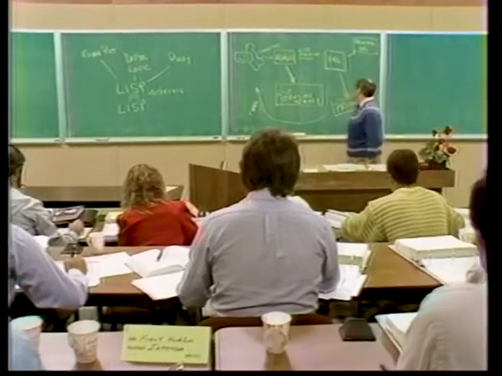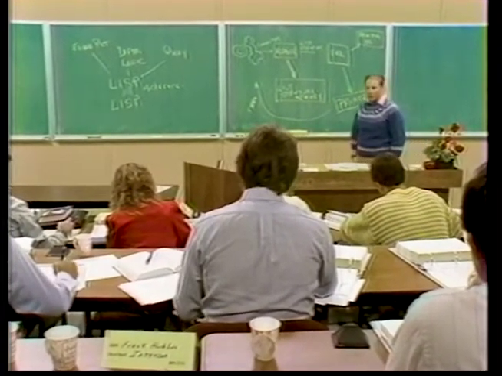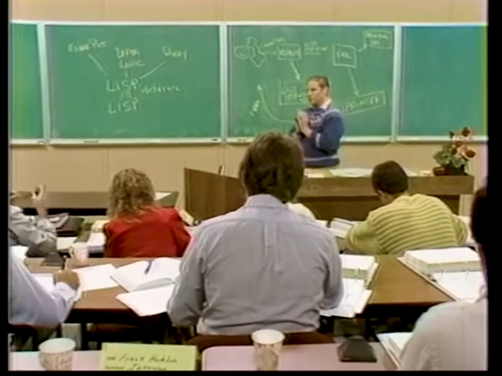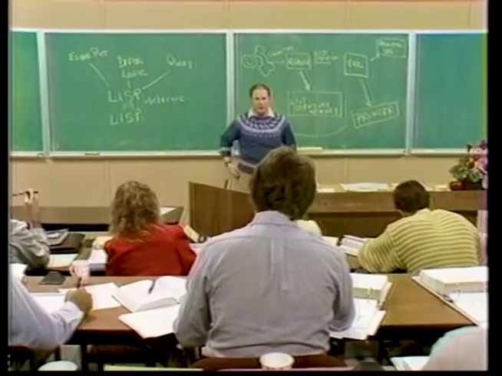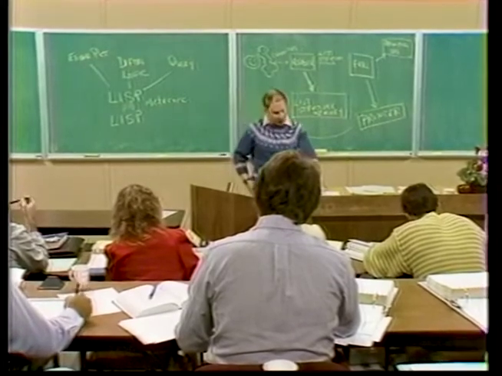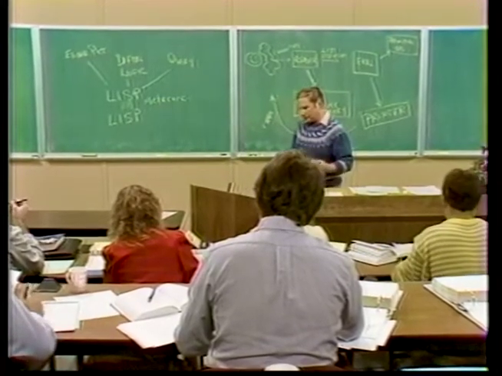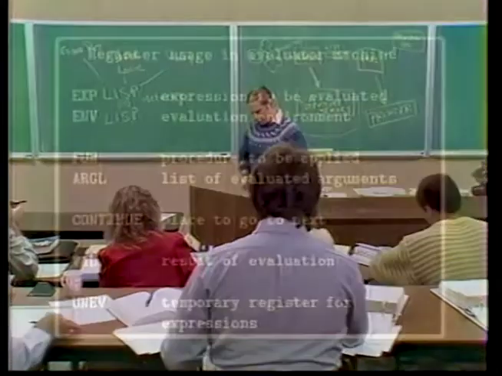Well, let's start talking about the evaluator. The one that we're going to show you, of course, is nothing special. It's just a particular register machine that runs LISP, and it has 7 registers. And here are the 7 registers.